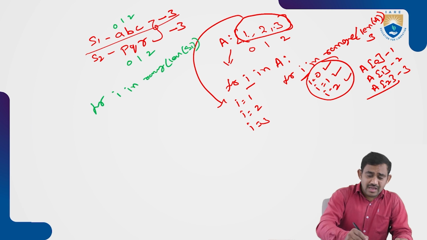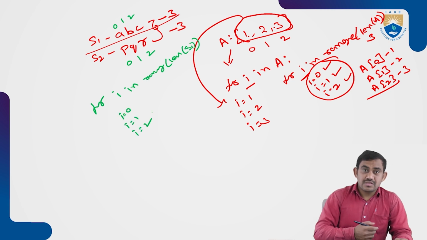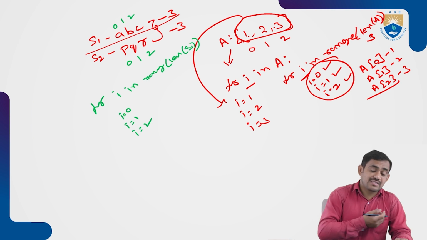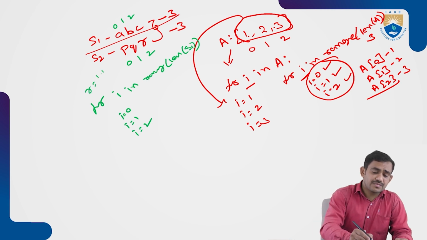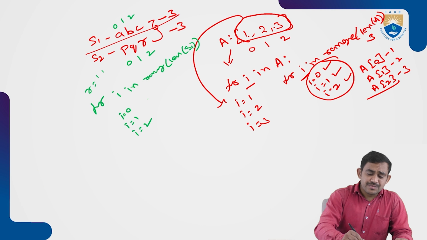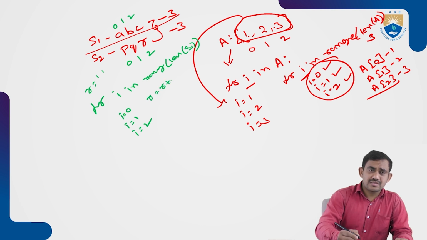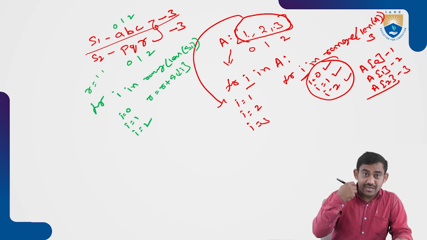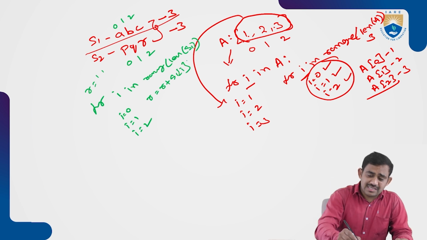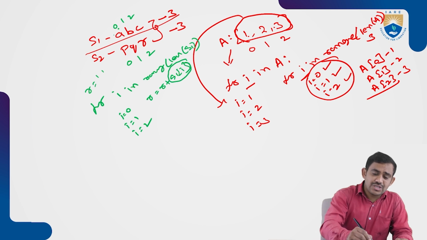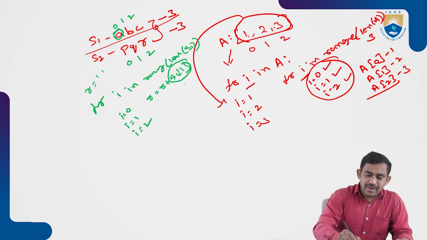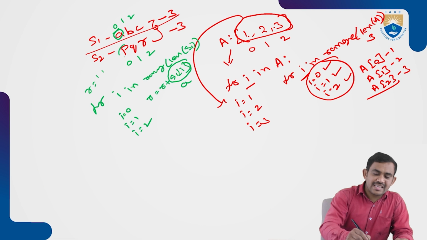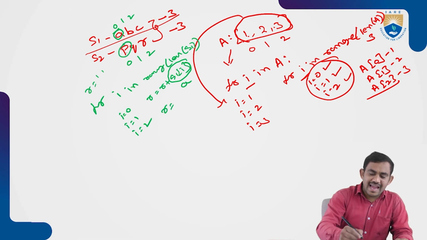Now what is the I value? I equals 0, I equals 1, I equals 2. Then I need to add those characters. The result is initially an empty string. Then I write R equals R plus string 1 of I. What is the meaning of this? Here I am adding the particular characters. String 1 of I means the 0th character, so we added A, then we add B. Same for R, we add P.